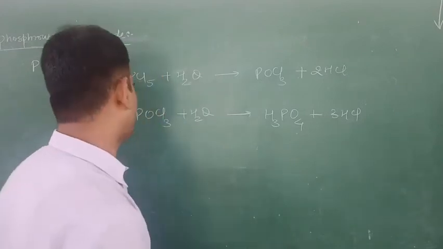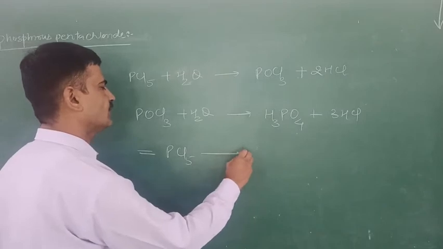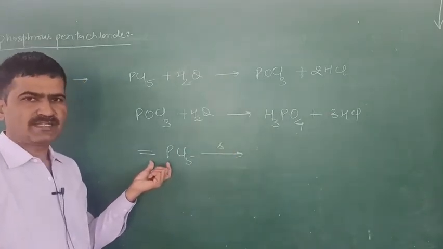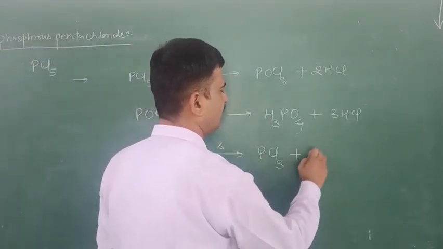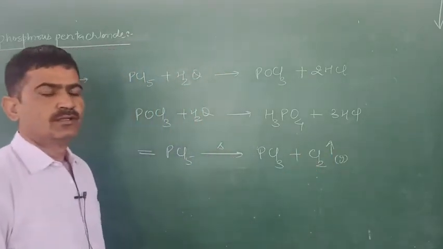When you heat phosphorus pentachloride, what happens? This question is asked in the board exam. Now it forms phosphorus trichloride and chlorine gas is evolved.